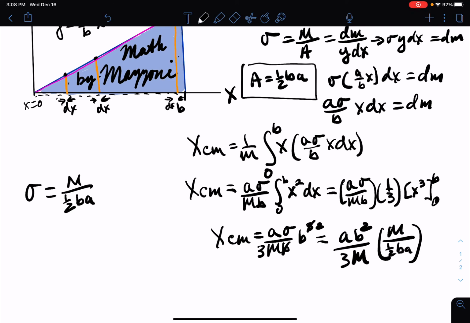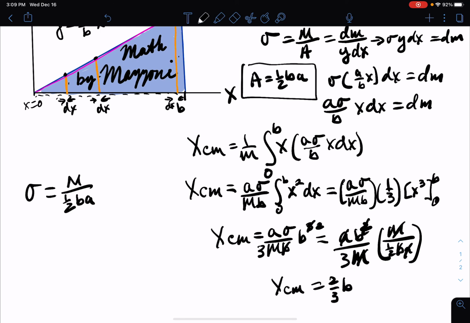So let's see how that helps us. Look, one of these b's cancels with another one of the b's. This a cancels with that a. The mass cancels out. And so we're left with a 1/2 in the denominator, which would become 2 in the numerator. We're left with a b, and we're left with a 3. So that becomes 2/3 b.